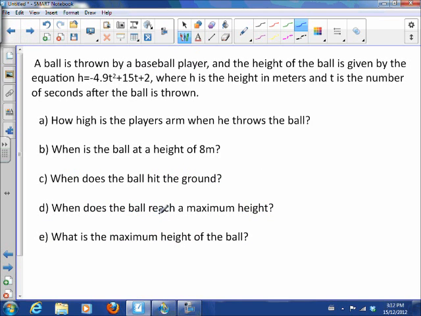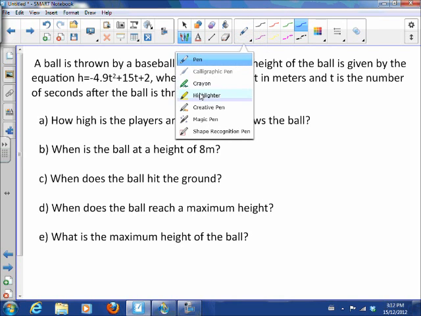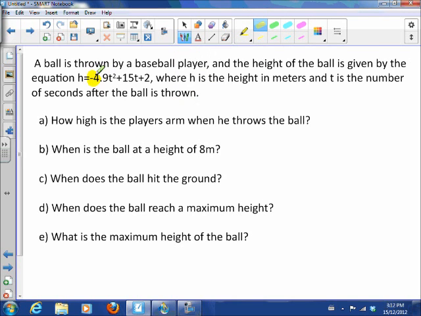A ball is thrown by a baseball player, and the height of the ball is given by the equation h is equal to negative 4.9 t squared plus 15t plus 2. Now you might ask yourself why I picked such a number as negative 4.9, and there's a really good answer for that, which you're going to find out if I end up teaching you calculus. So h is the height in meters, and t is the number of seconds after the ball is thrown.